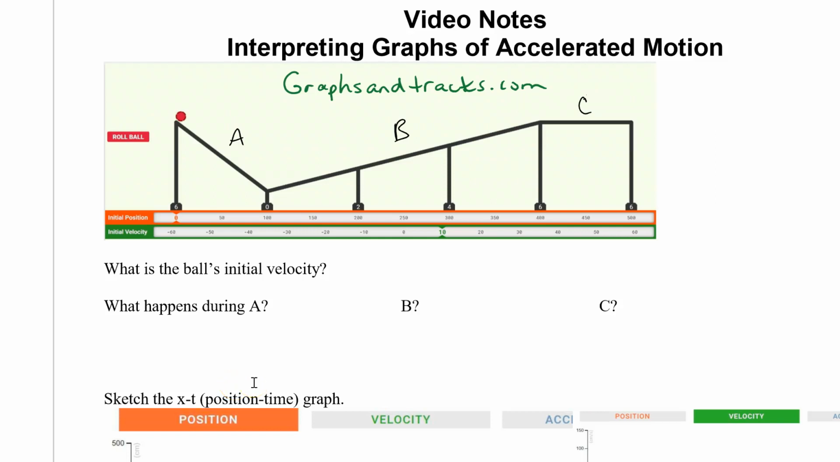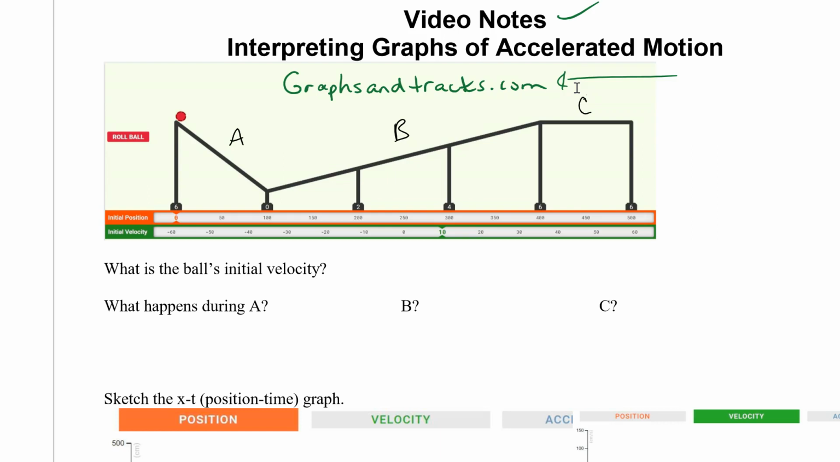So these are video notes to go through, which I hope you'll follow along and write things in as I write them. And then there will also be a worksheet that follows this and probably a mastery check in class. So if you haven't done so already, you should check out a wonderful website called graphsandtracks.com. And that's where I did a screenshot here of this.